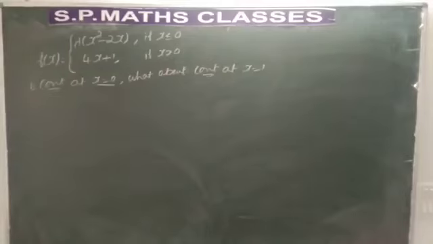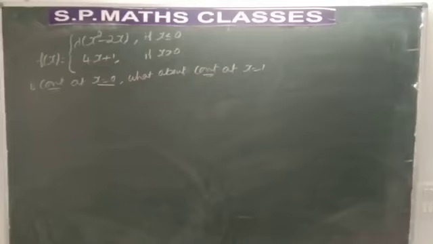You need to find out for what values of lambda is the function defined by f of x is equal to lambda into x squared minus 2x if x less than or equal to 0, and 4x plus 1 if x is greater than 0, is continuous at x is equal to 0. That is the first part. Next, we need to check what about the continuity at x is equal to 1. We need to test the continuity at x is equal to 1.